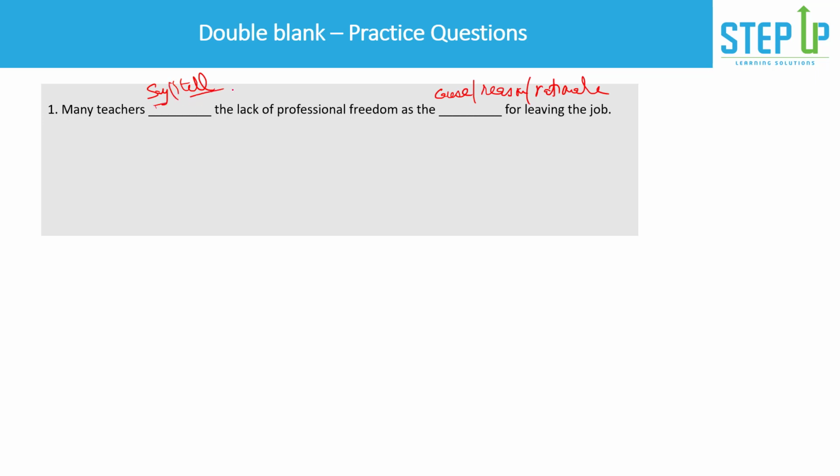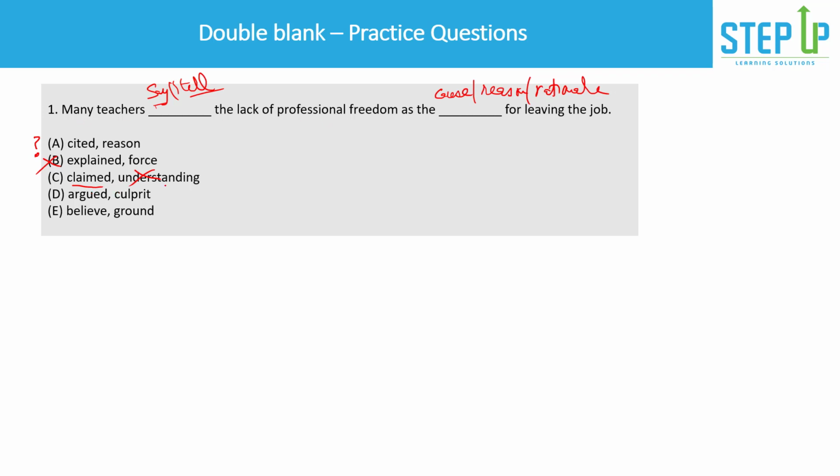Now let's look at the options. Many teachers cited the lack of professional freedom as the reason. Okay, seems like a good option. Many teachers explained the lack of professional freedom as the force for leaving. No, this doesn't fit. Explain and force both don't go. Many teachers claimed the lack of professional freedom as the understanding. Okay, claim, you might still have had an iota of doubt, but this definitely is wrong, so your life is easy.